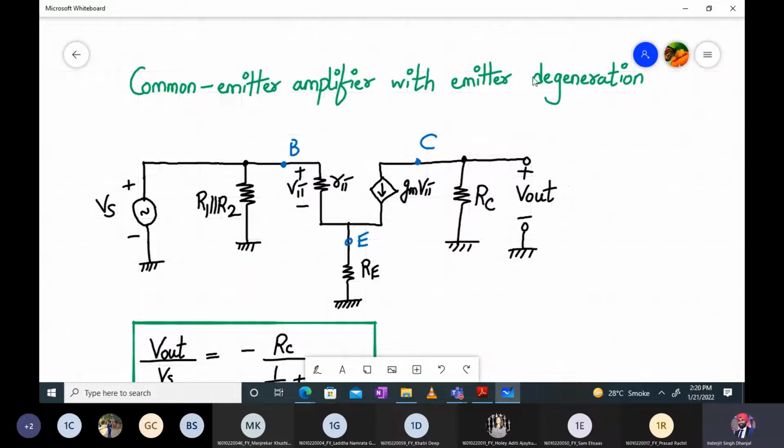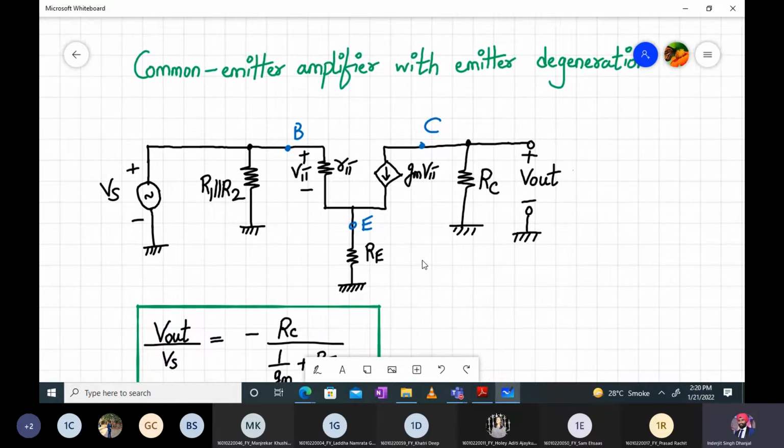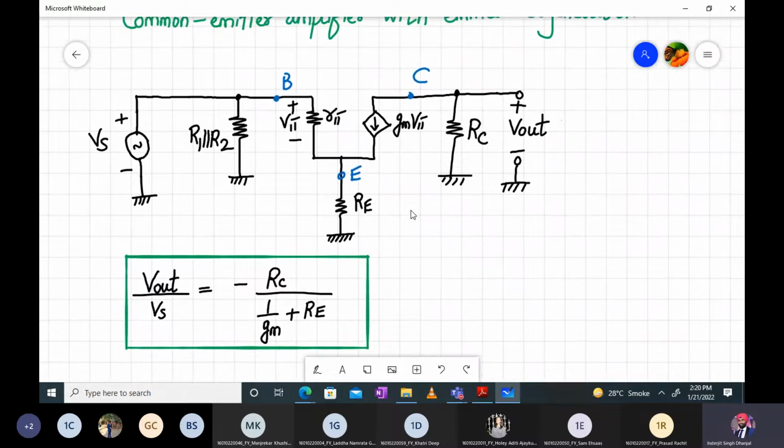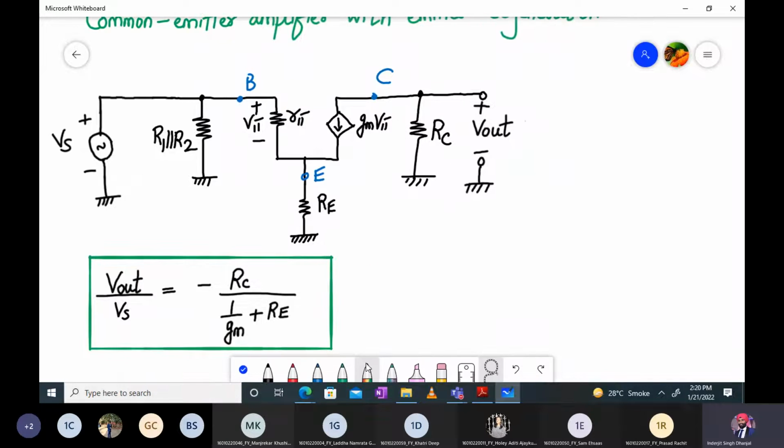Today we will continue this numerical and calculate AV mid, and here we have a common emitter amplifier with emitter degeneration. What does emitter degeneration mean? It means that your emitter terminal is not bypassed. So CE is absent. If your bypass capacitor CE is absent, then RE won't be shorted to ground. RE will be connected as it is, right? And that is what exactly we mean by common emitter amplifier with emitter degeneration.